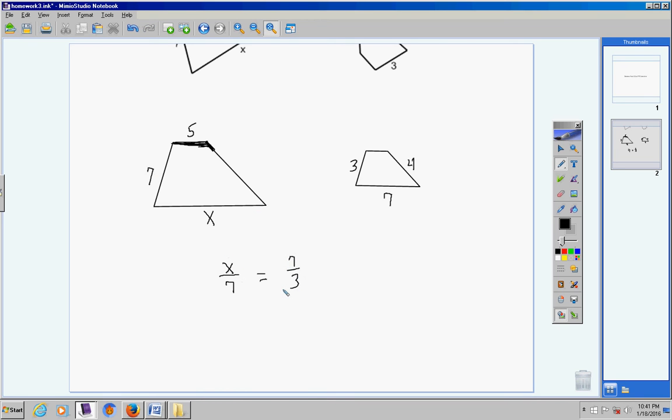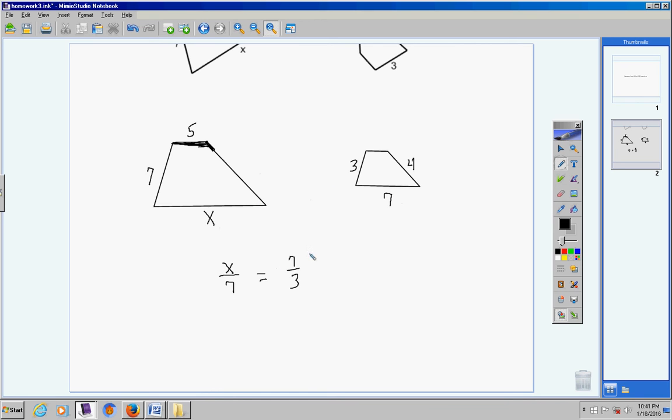Now some students say, well, Mr. Earhart, I don't know which one to put up top. It doesn't matter. If you put the x on top of the 7, then make sure you put the 7 on top of the 3. If you want to put the 7 above the x, that's fine, as long as you put the 3 above the 7. It doesn't matter. You'll get the same answer either way. Okay? Alright, so x over 7 equals 7 over 3.